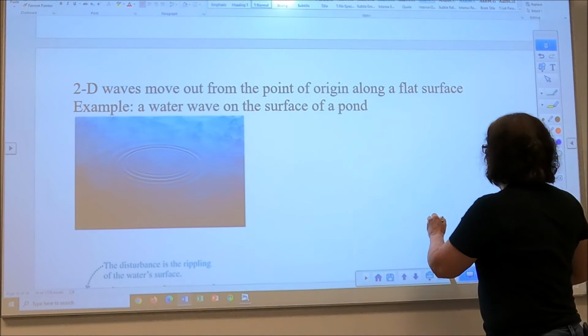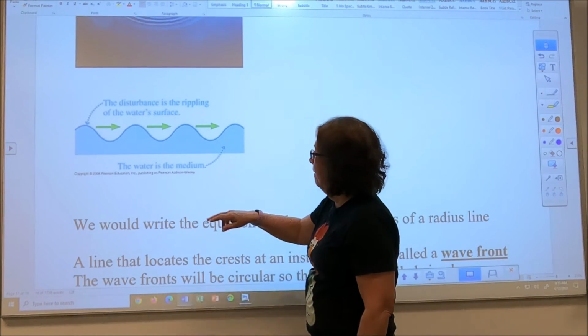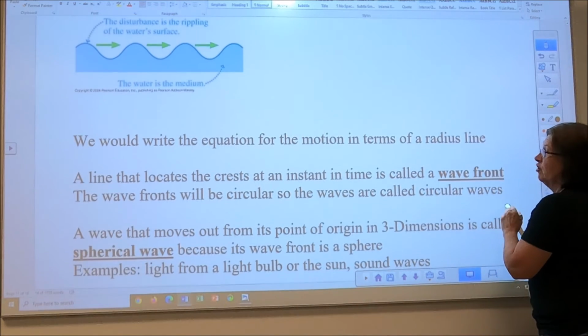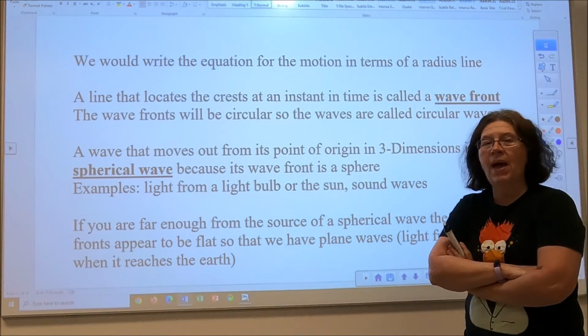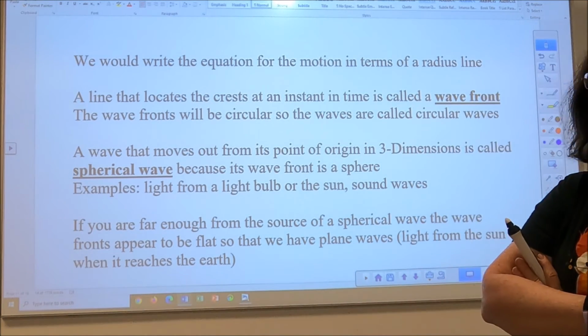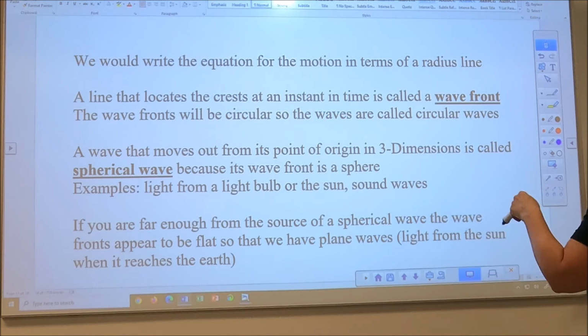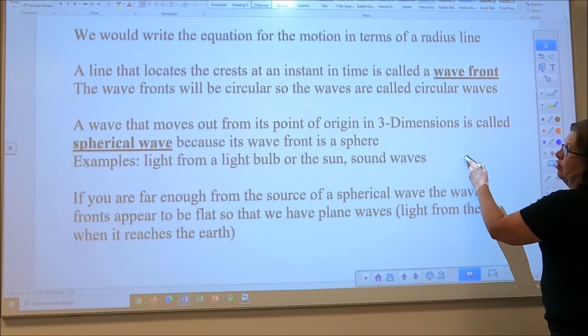Now, when we're talking about a 2D wave, the equations are going to look just the same as they did for a 1D wave, except instead of talking about it moving in the x direction, we talk about it moving along the r axis, a radial axis. So a line that locates the crest in an instant in time is called a wavefront. And in 2D waves, those wavefronts are going to be circular.